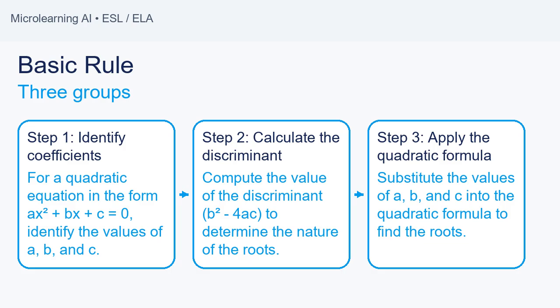Basic rule. Step 1. Identify coefficients. For a quadratic equation in the form ax squared plus bx plus c equals 0, identify the values of a, b, and c. Step 2. Calculate the discriminant. Compute the value of the discriminant, b squared minus 4ac, to determine the nature of the roots. Step 3. Apply the quadratic formula. Substitute the values of a, b, and c into the quadratic formula to find the roots.